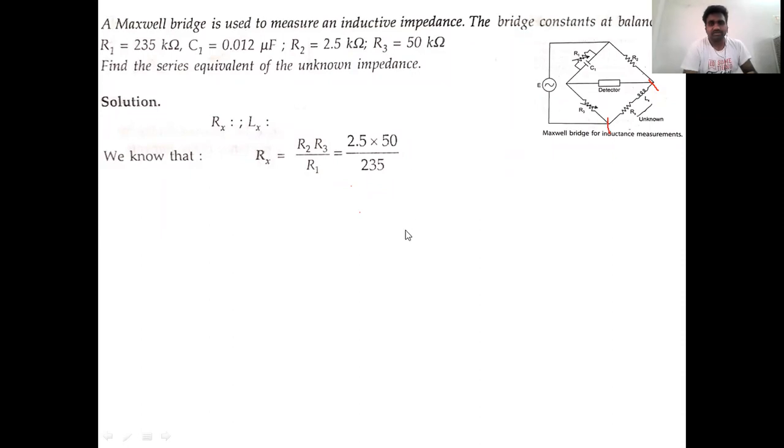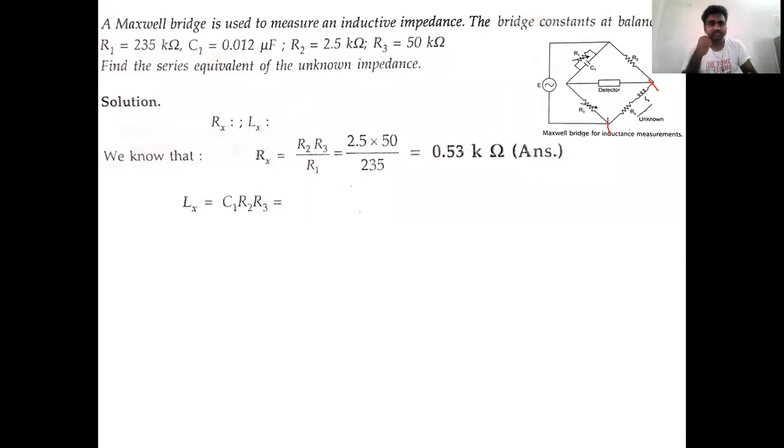Okay, so let me check the answer. That is 0.53 kilo ohm. It's correct. So we calculated the unknown resistance. Next we have to calculate the unknown inductance. Lx is equal to C1 into R2 R3. Lx is nothing but the unknown inductance.